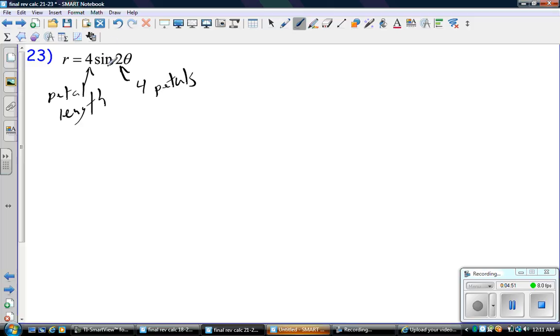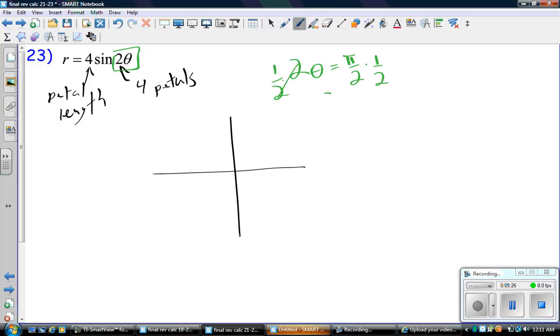Now if you remember with a sine rose, the first petal does not just split the x-axis. That's if it's a cosine. For the sine rose, here's what we had to do: we had to take this stuff and set it equal to pi over 2. I went through the logic in class of why this is. If you want to know again, come and talk to me. But divide by 2, so dividing by 2 means multiplying by a half. I'm solving for theta here. Multiplying both sides by a half, so theta equals pi over 4.